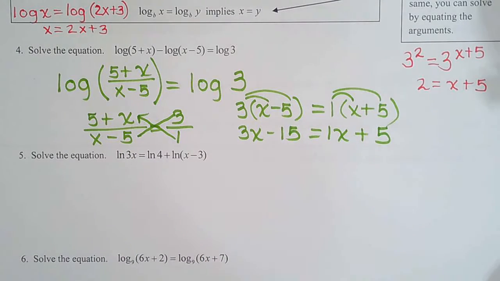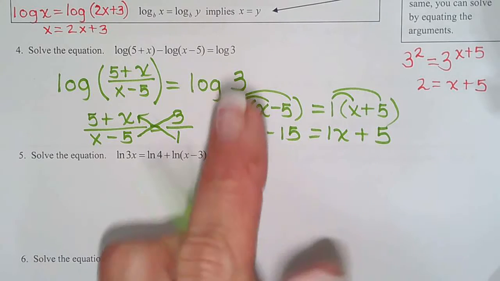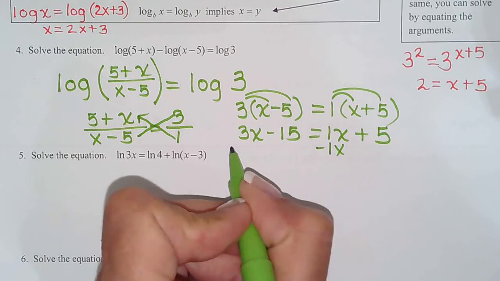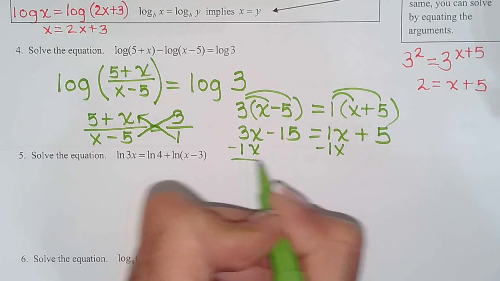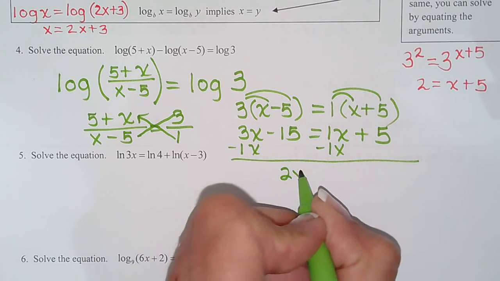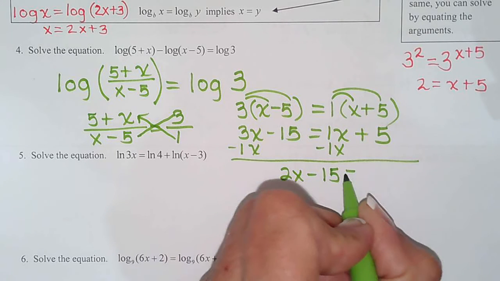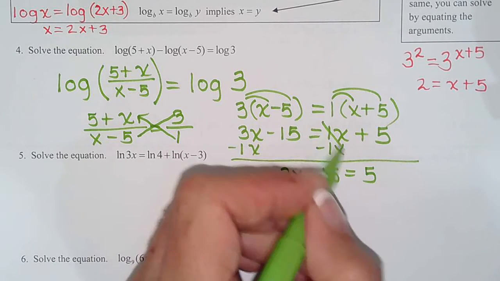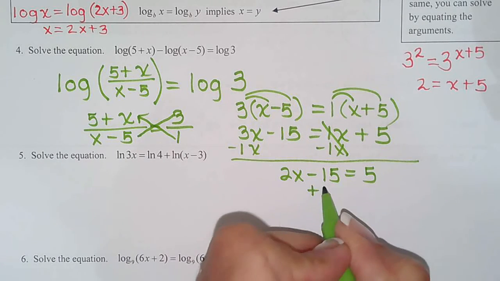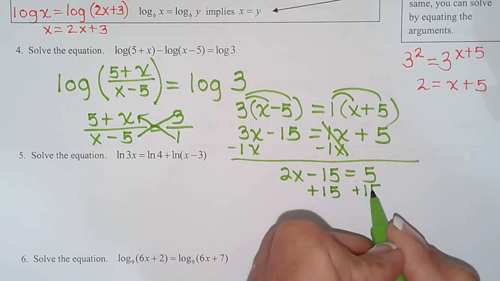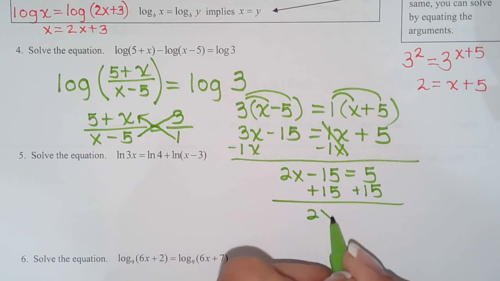And then we just simply solve for x. So all x is on the left, so subtract 1x, subtract 1x. 2x minus 15 equals 5. So add 15 over. We get 2x equals 20.